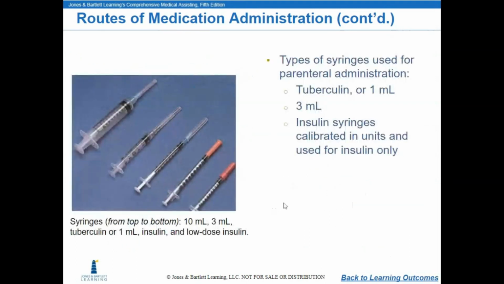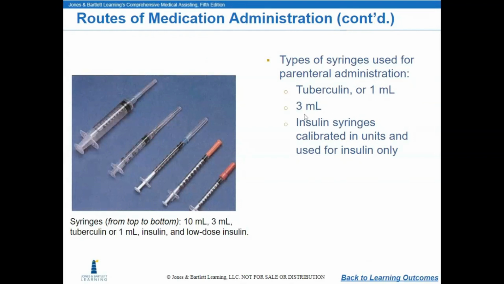So different types of syringes used. Now, insulin, you're going to know an insulin syringe because the top is going to be orange. Okay. Now, when we're talking about insulin, we're drawing it up in units as opposed to ml. Insulin is drawn up in units versus milliliters.